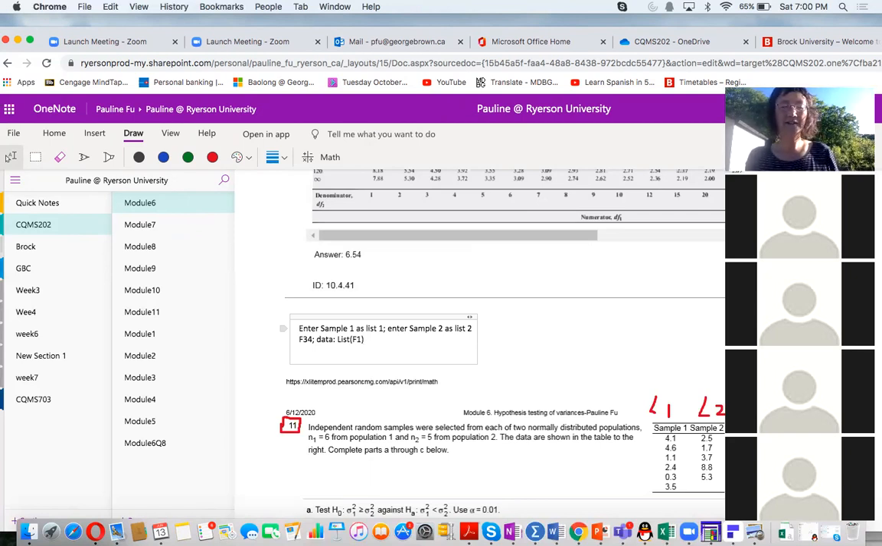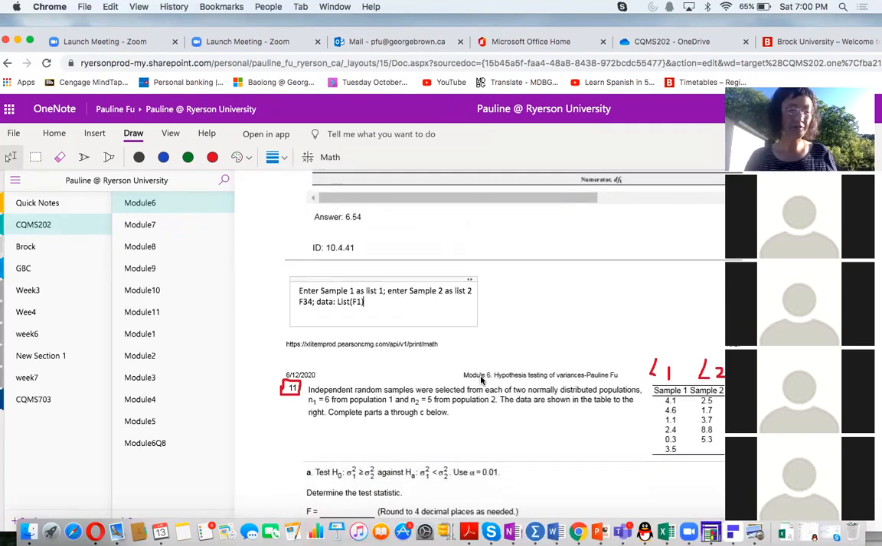And then you have sigma 1 not equal to sigma 2, or sigma 1 smaller than sigma 2, or sigma 1 greater than sigma 2. Which one should you choose and why?